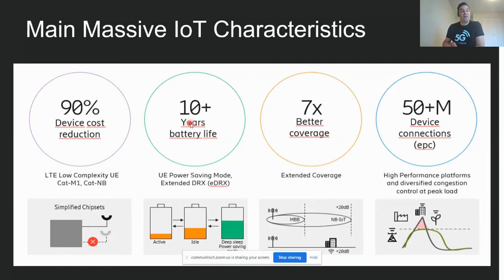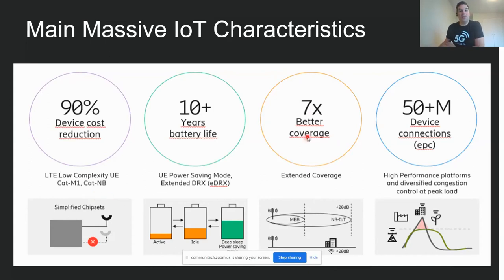Then we've added an industry-leading battery life to it by a couple of different mechanisms, power saving mode and eDRX, that's on the network side, which are compliant with the chip. Of course, this depends on polling and your traffic profile, but a typical IoT device, say a temperature sensor or gas meter that gets polled once a week or once every couple of days, wakes up, sends the data and goes down, we expect 5 to 10 year battery life.